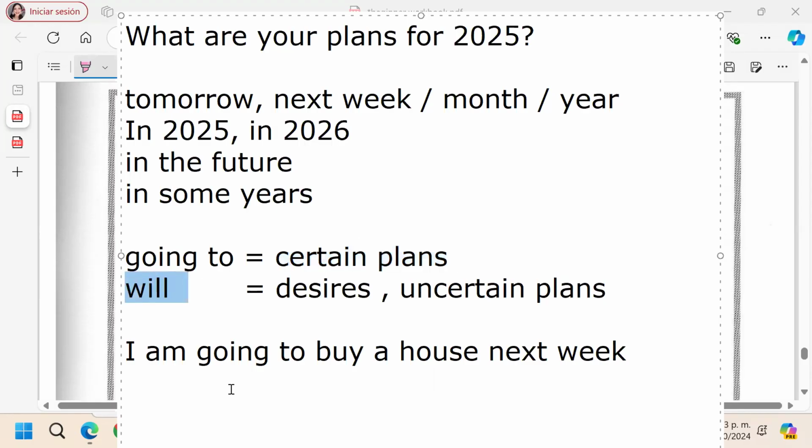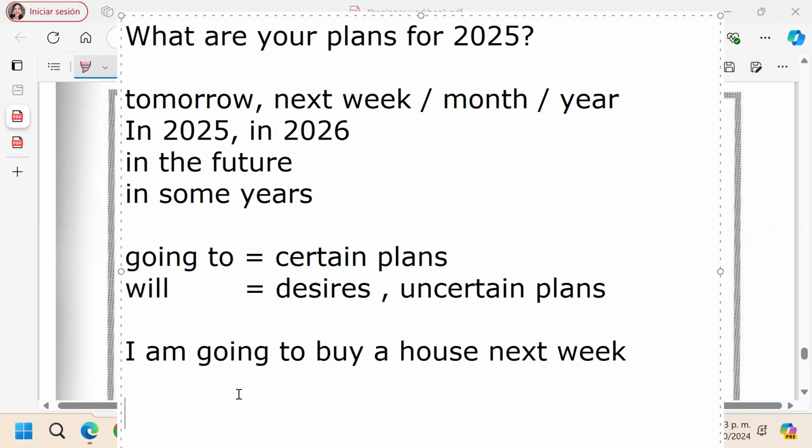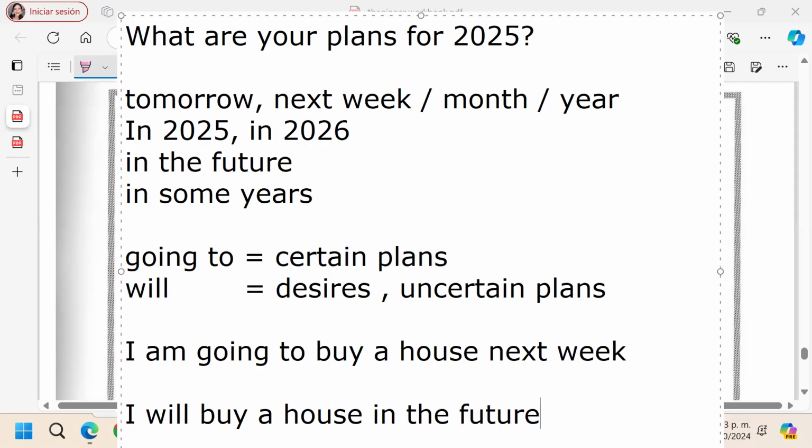Will es más utilizado para deseos, planes que no estás tan seguro que vayan a pasar. Por ejemplo, I will buy a house in the future. Yo compraré una casa. No sé cuándo, no tengo el dinero todavía, sé que puede que pase, puede que no. O sea, esto es más seguro.